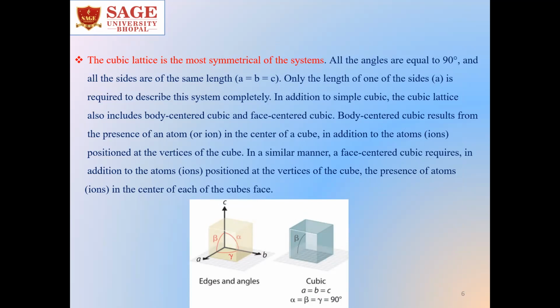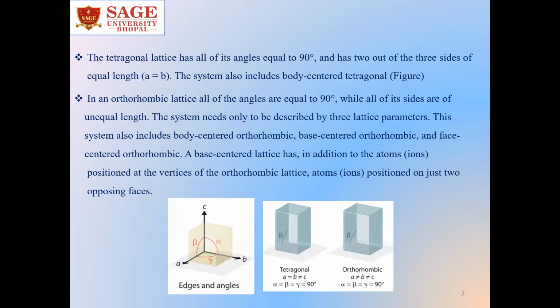Body-centered cubic results from the presence of an atom or ion in the center of a cube, in addition to the atoms positioned at the vertices of the cube. In a similar manner, a face-centered cubic requires, in addition to the atoms positioned at the vertices of the cube, the presence of atoms or ions in the center of each of the cube's faces. Okay, so this was the cubic lattice, which is the most symmetrical of all other systems.